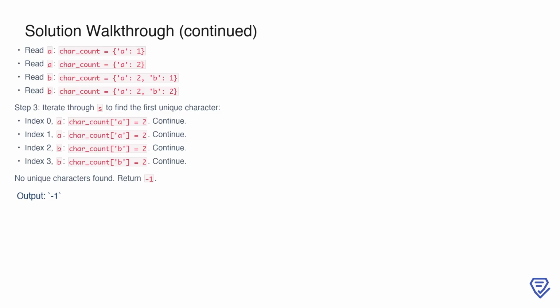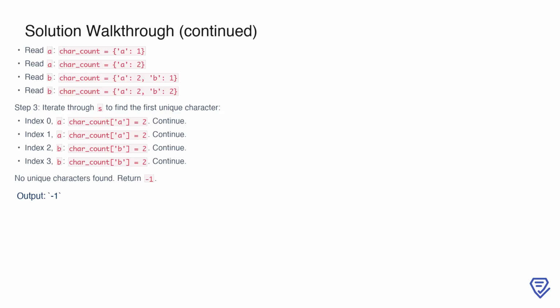In the final example, the input string is AABB. Again, we initialize an empty dictionary to count character frequencies. As we process the string, we add A with a count of 1, then increment its count to 2 when we encounter it again. Similarly, we add B with a count of 1 and increment it to 2 after processing the second B. Once we've built the frequency dictionary, we iterate through the string to find the first unique character.